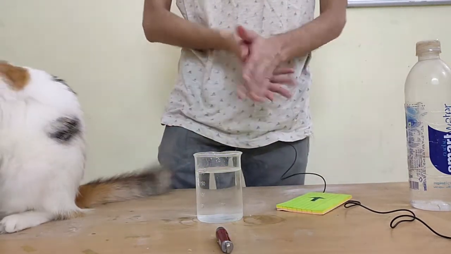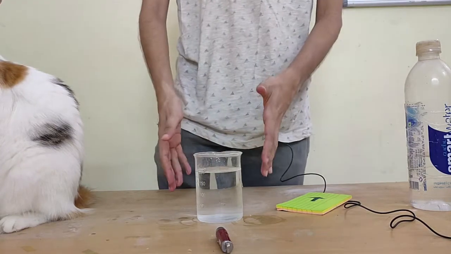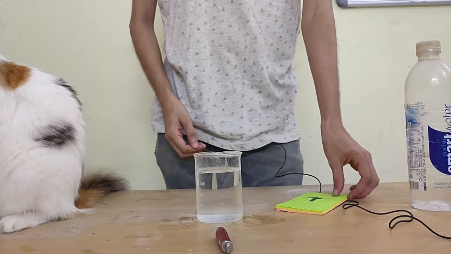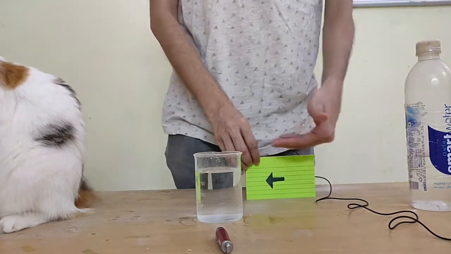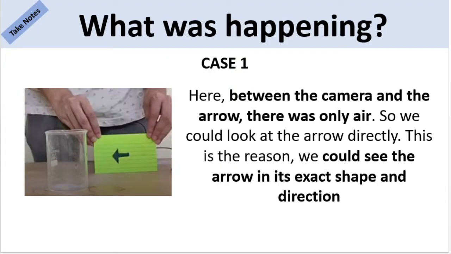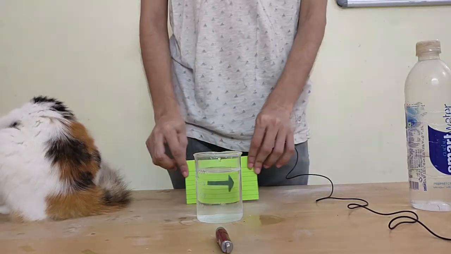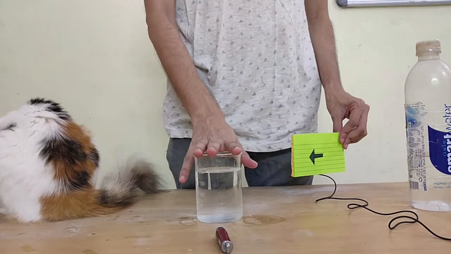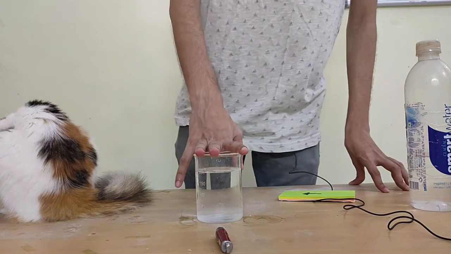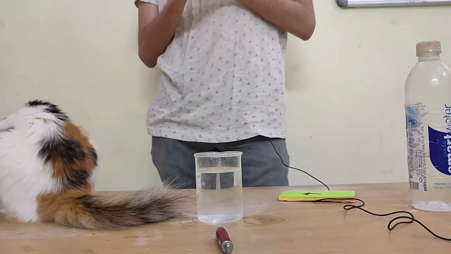So when I move the arrow from here to here, what happened is, between your camera and this paper there's nothing, right? It's just air, so you can look at it directly. But the moment I bring it back here, you see that there is a glass obstruction, right? So because of this glass obstruction, light will start to behave a little differently than it normally does.